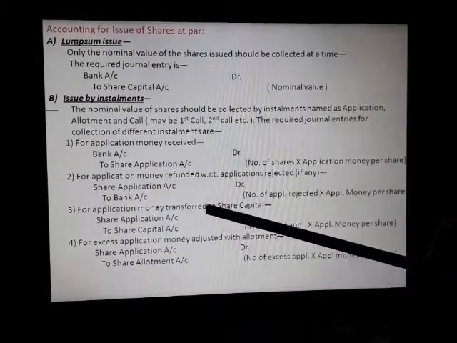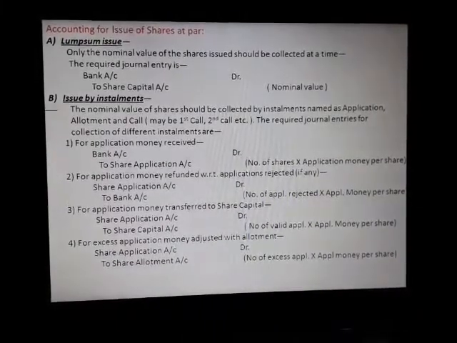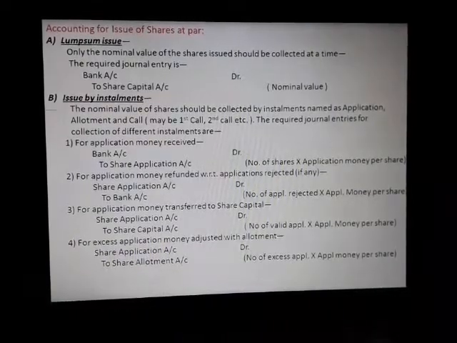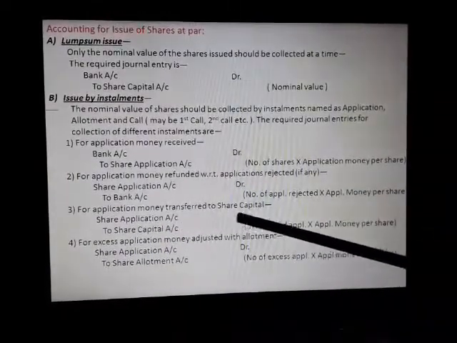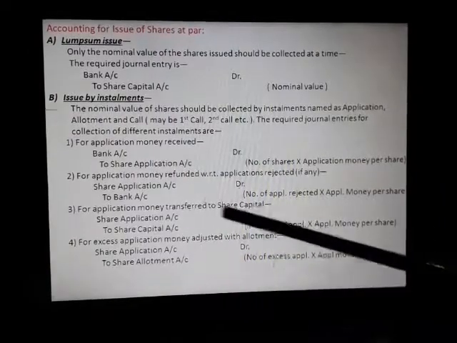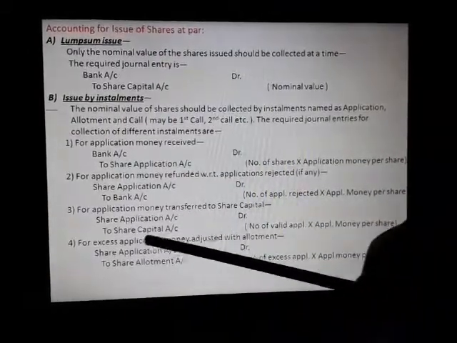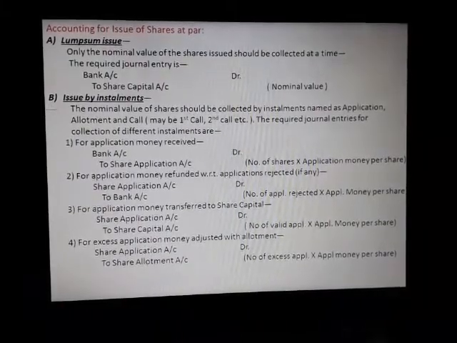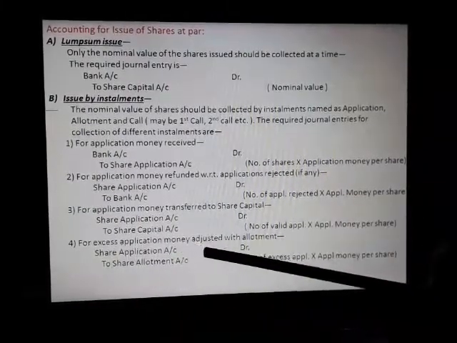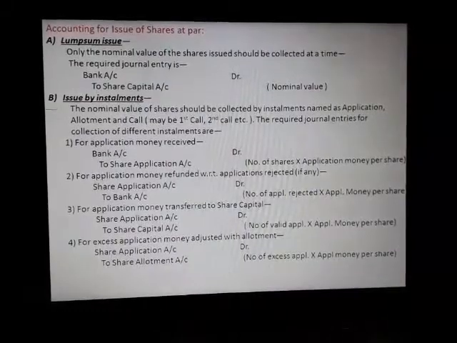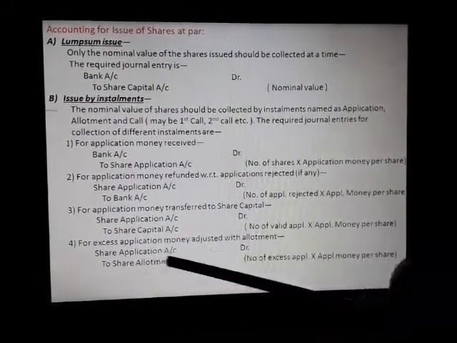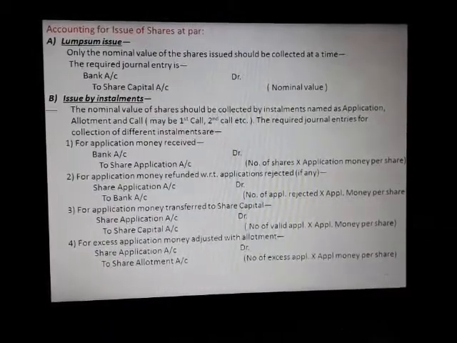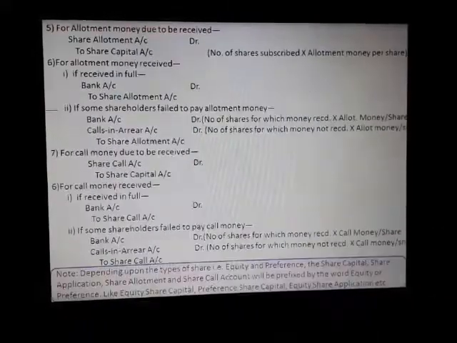For application money transferred to share capital, that is with respect to valid applications or accepted applications, the share application money should be transferred to share capital account. So, share application account debit to share capital, number of valid applications into application money per share. Or for excess application money, if adjusted with the allotment, then share application account debit to share allotment account. This is applicable in case of pro rata allotment.